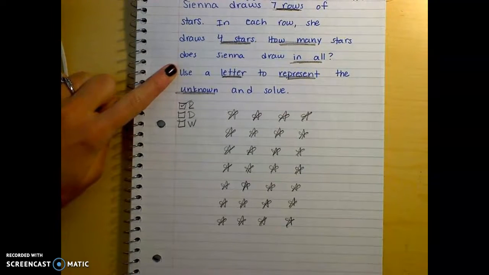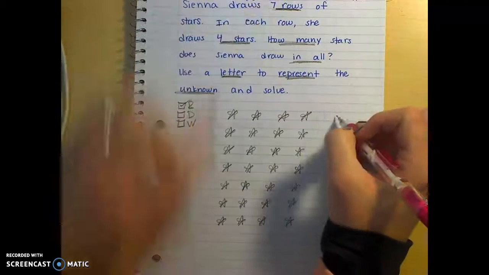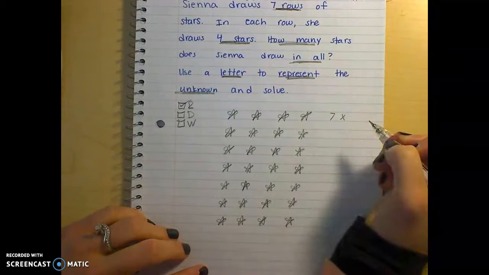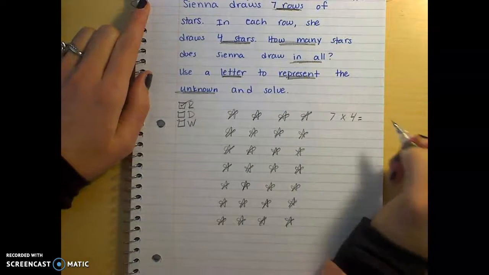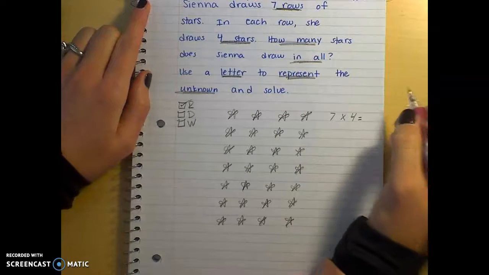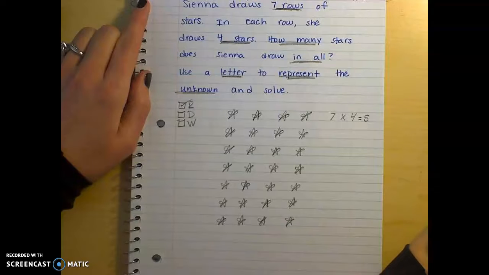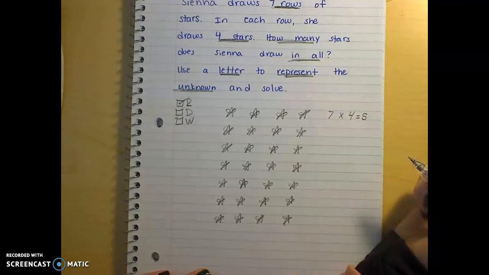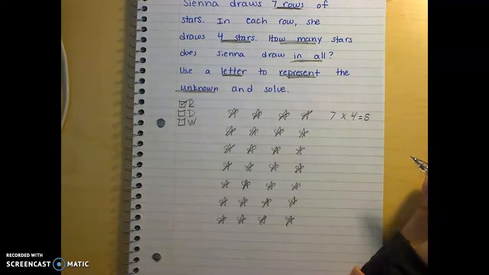Now, before I continue, I want to look at this last part of my question. Use a letter to represent the unknown and solve. Now, I know that Sienna has 7 groups of 4, but I don't know what it equals. So I'm going to do a letter S, which kind of looks like a 5, but it's an S. I'm going to do a letter S for my unknown because it's stars. Now it's time to solve.